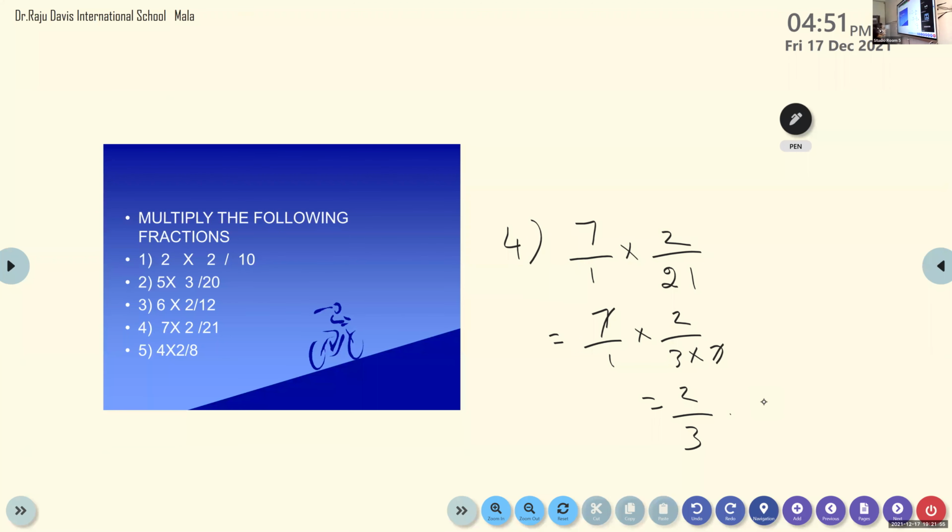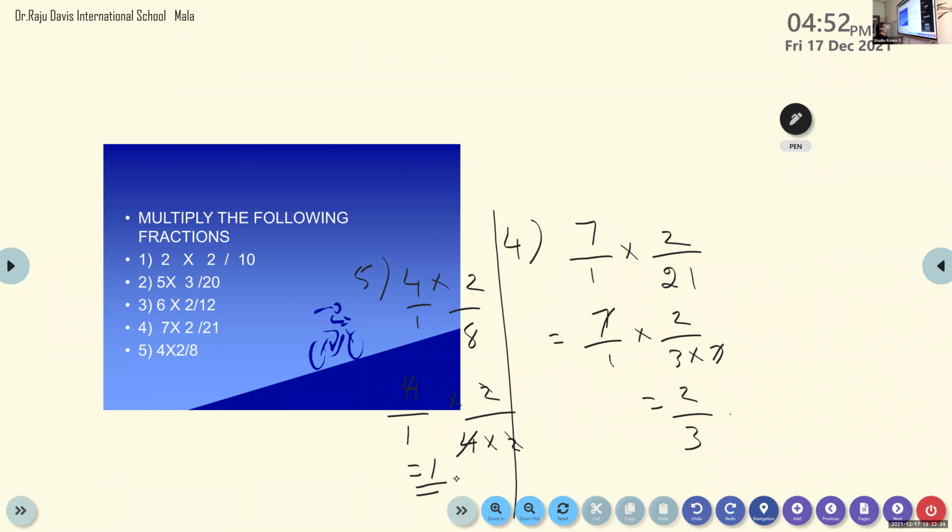Fourth question, you will get the answer as 2 by 3. 3 by 4 is the answer. Fifth one, you can do it. Fifth one 2 by 2 and 1. 4 by 1 into 2 divided by 4 into 2. 2 gets cancelled, 4 gets cancelled. Answer is 1. Yes, Felix, your answer is correct there.